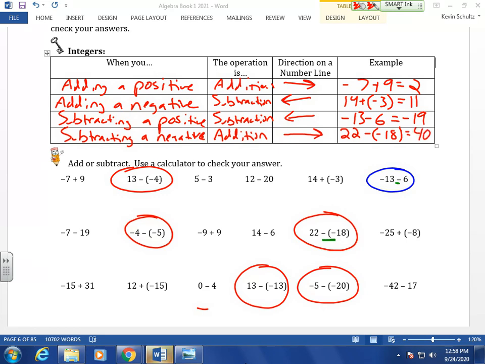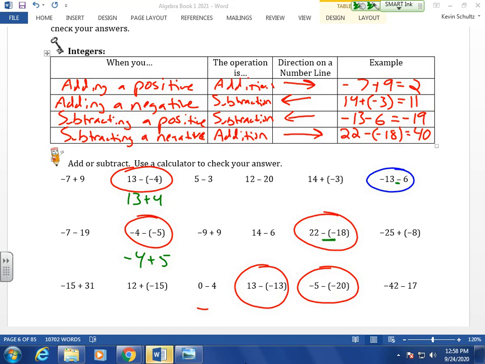So if it helps you to go through each of these and make the change, 13 minus negative 4 is the same thing as 13 plus 4. Negative 4 minus negative 5 is the same thing as negative 4 plus 5. If it helps you to go through that and identify and make those changes, that might be helpful for you. Okay?